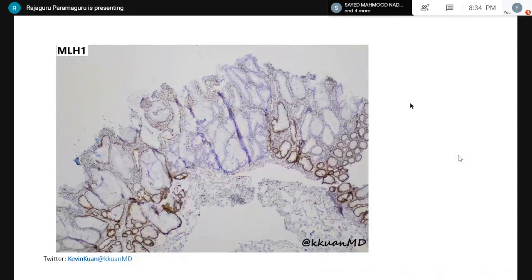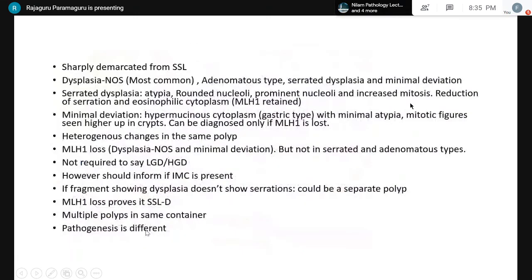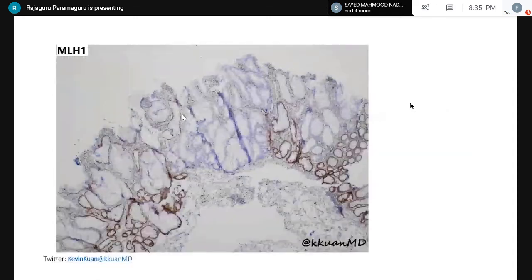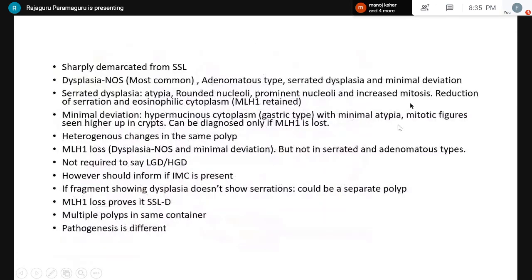So the MLH1 IHC is showing loss of nuclear staining in the area which is showing dysplasia, whereas here the MLH1 IHC is showing retained nuclear staining of the antibody. So here, as I said, the sessile serrated lesion showing dysplasia is going to show a sharp demarcation, like what you see over here, a sharp demarcation of the lesion with the sessile serrated lesion.